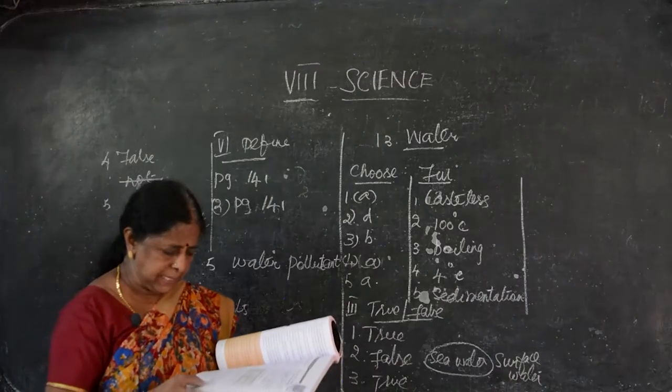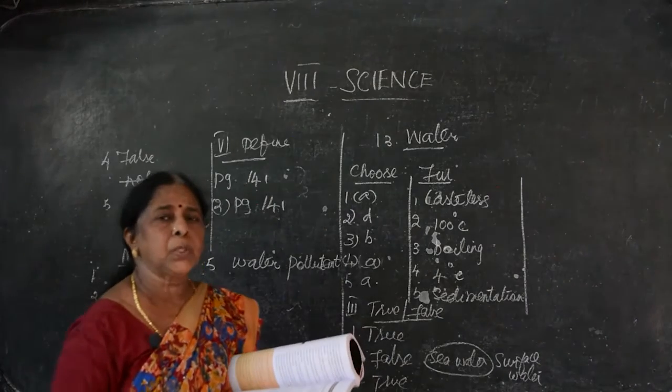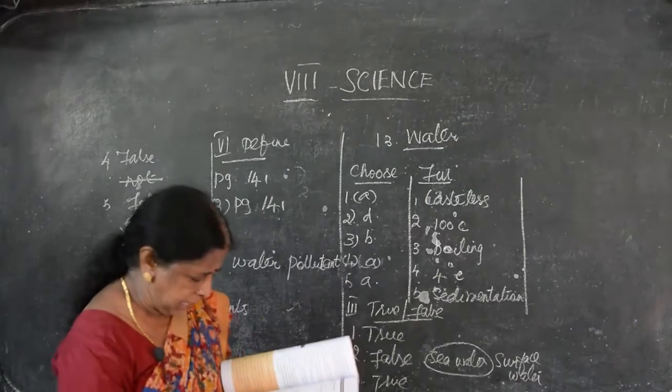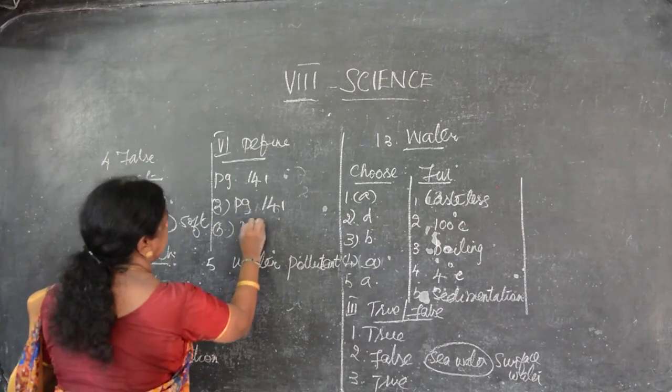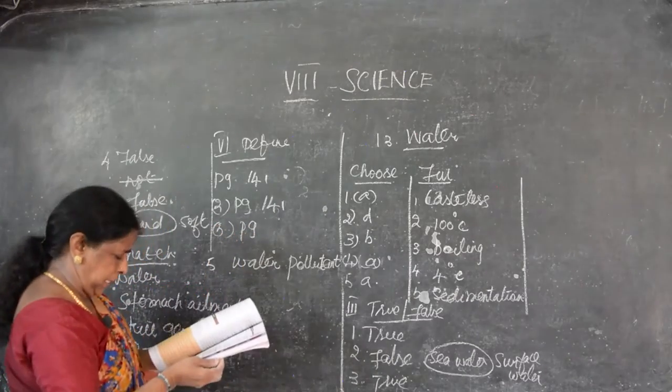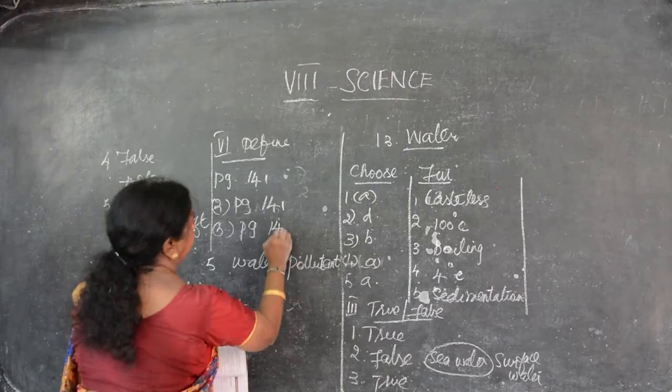Specific heat capacity, latent heat of fusion, these both are omitted, not in the syllabus. And fifth one, potable water. So what all not given, it is not in syllabus. Potable water is in page number 145.